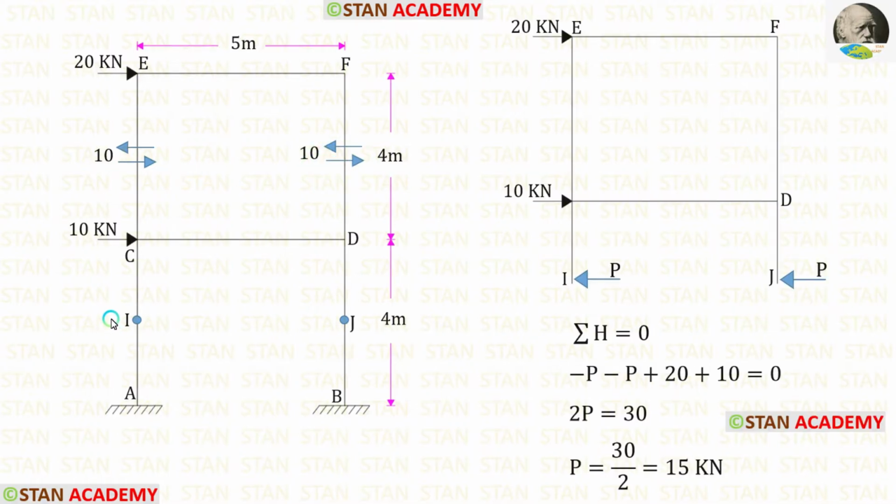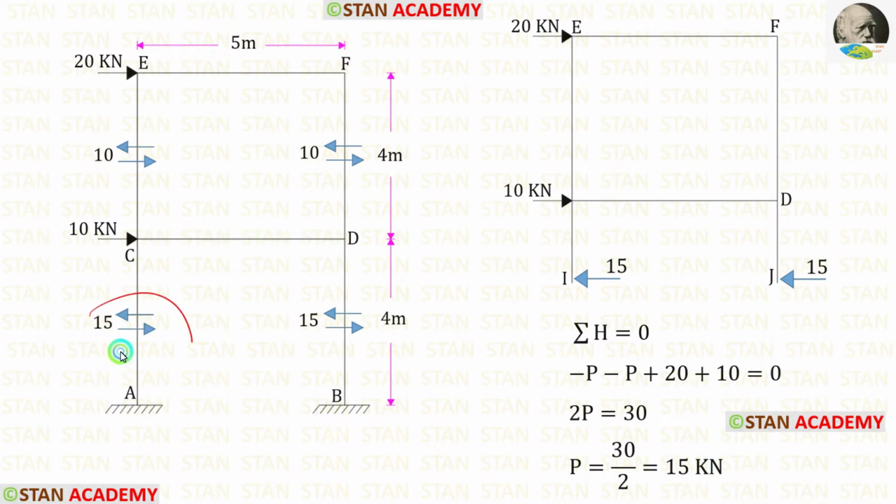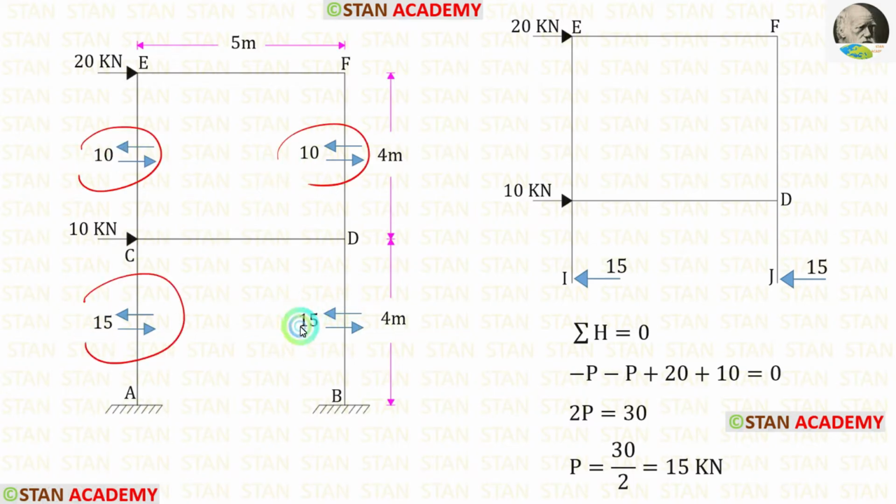Now let us split the frame into two parts. From the center of the columns in the bottom story, let us take the upper part. Now let us apply this rule. Both of these forces are acting towards the left side, so both of them are negative. These two loads are acting towards the right side, so both of them are positive. Finally, for P, we are getting 15. Let us apply that. Now, using these shear forces, we can find the moments.